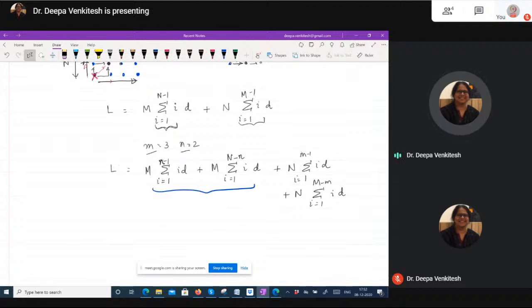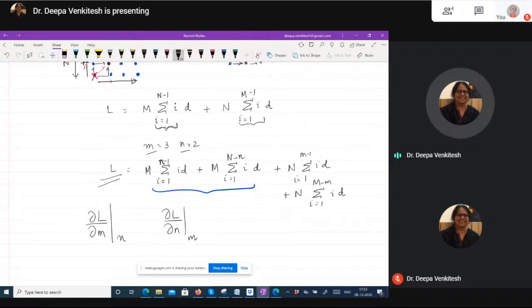And then you want to minimize the length. So you basically differentiate: the derivative ∂L/∂m you can calculate, and ∂L/∂n for a given m you can calculate, and then you can equate to 0, and that will give you the optimal value of m and n.